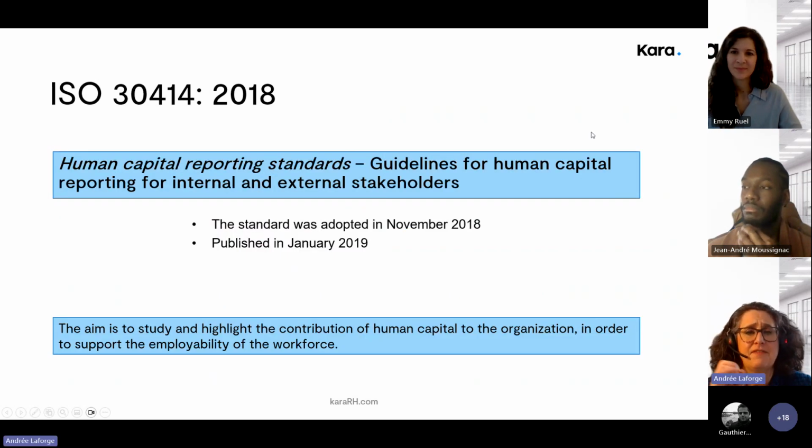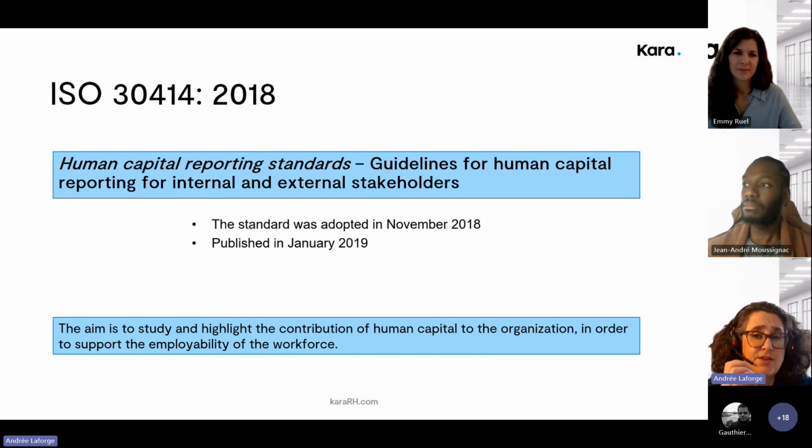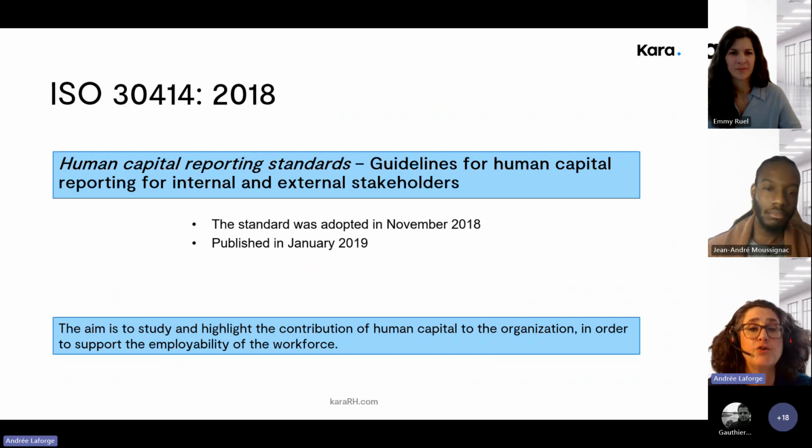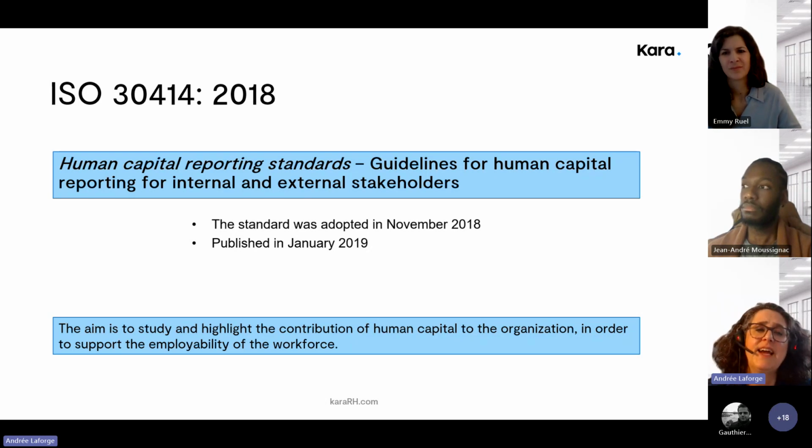In the last slide, I talked about the ISO 34414 standard. This is a fairly new standard called Human Resource Management Guidelines for Human Capital Reporting. It is a globally recognized standard published in 2019. Even if it was approved at the end of 2018, it was really published in 2019.